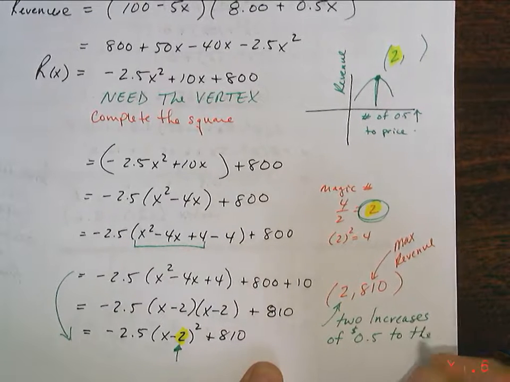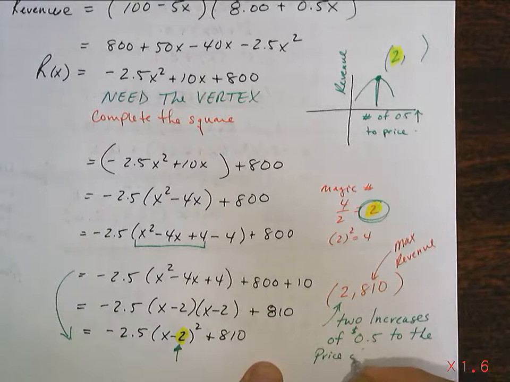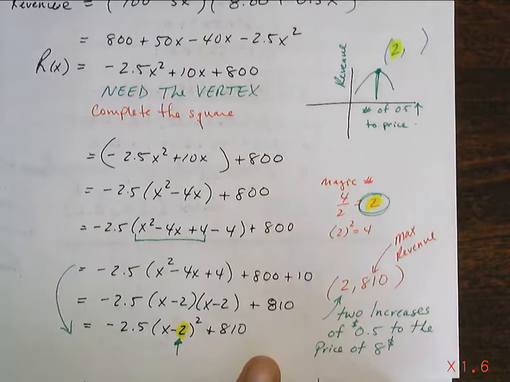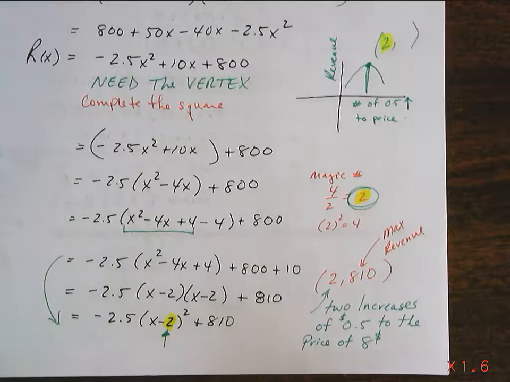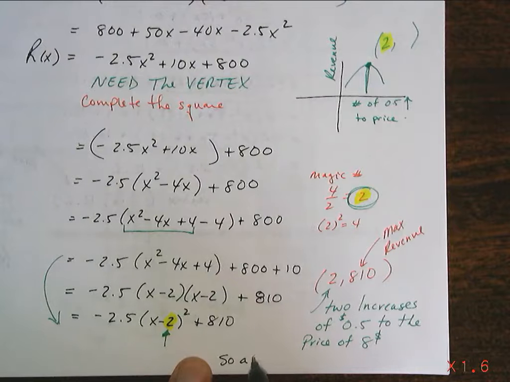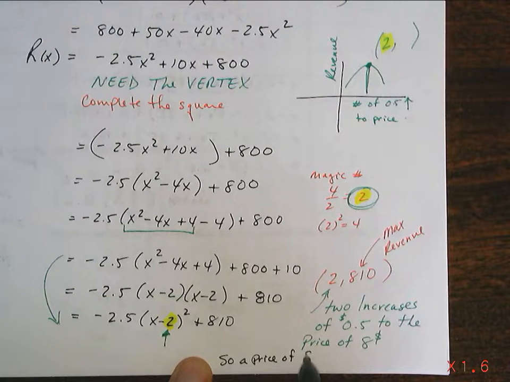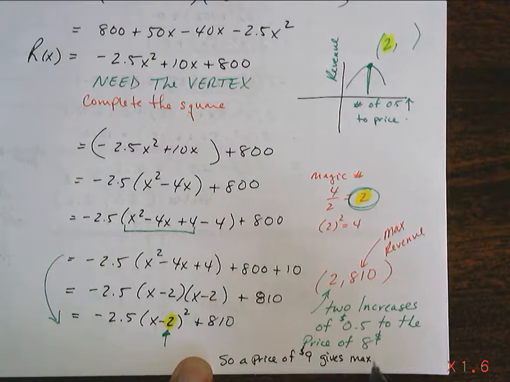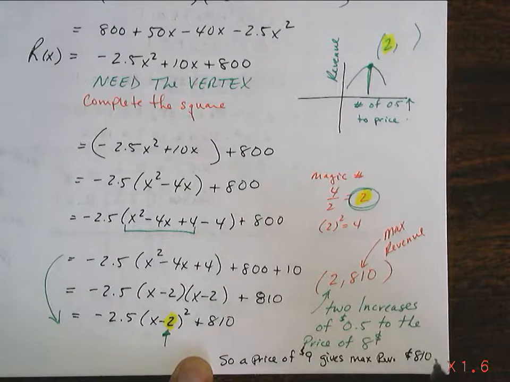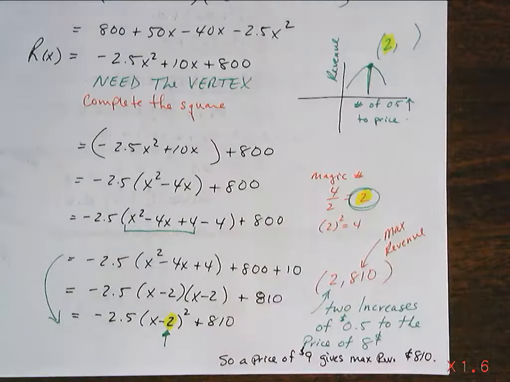to the price of $8. So the price to have her maximum revenue is going to be $9, and her maximum revenue is $810. So a price of $9 gives max revenue of $810. That's it for me. We'll talk to you soon.